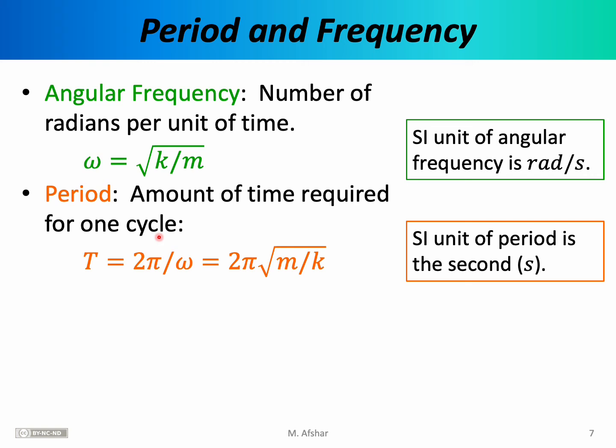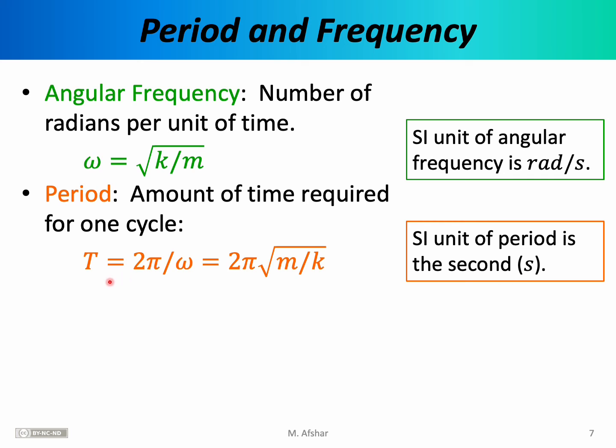So imagine observing a mass spring system as it oscillates back and forth. Imagine starting at any point along its motion and then waiting until the mass returns to exactly that same point with the same velocity, and that's one cycle. If you happen to have a stopwatch in your hand and you're timing the amount of time required to complete one cycle, then you are measuring the period. The period is denoted using capital T.